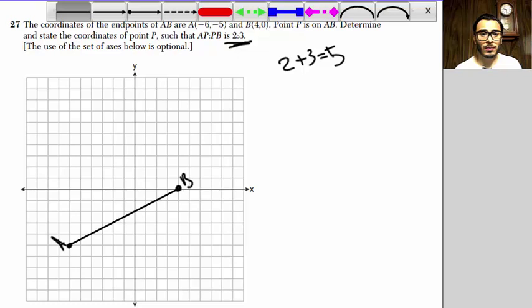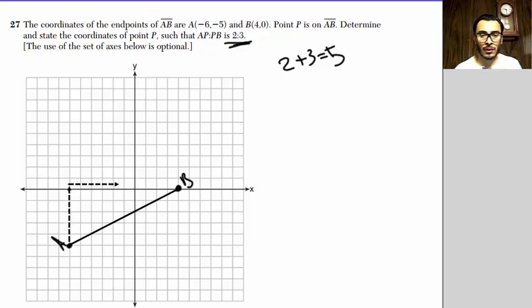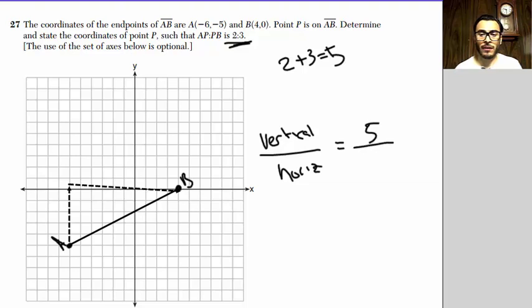And what you're going to do now is count the vertical distance and the horizontal distance. The vertical distance is 1, 2, 3, 4, 5. I'm just going to write vertical over horizontal. So the vertical distance is 5, and the horizontal distance is 1, 2, 3, 4, 5, 6, 7, 8, 9, 10. The horizontal distance is 10.